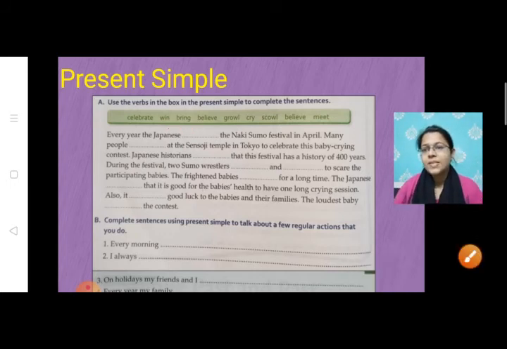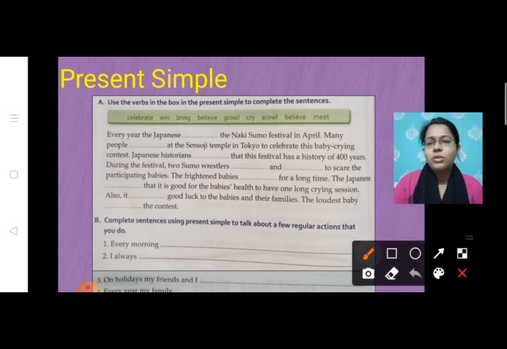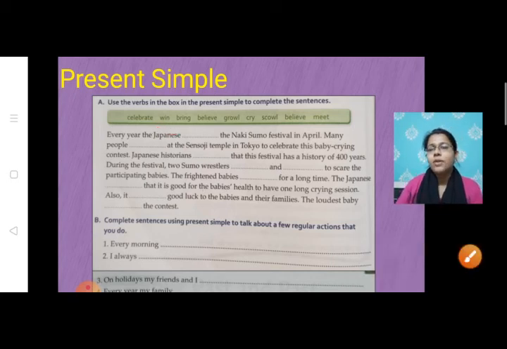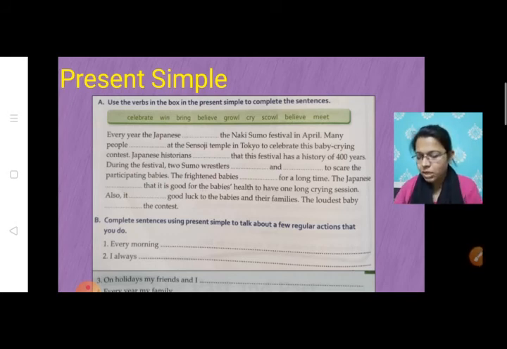And the last line. The loudest baby dash the contest. So the last fill up would be, the answer would be wins. Here again you can see that the loudest baby. Baby is third person singular. And so along with the third person singular, we are going to add s to the verb. And so we would be writing, the loudest baby wins the contest.